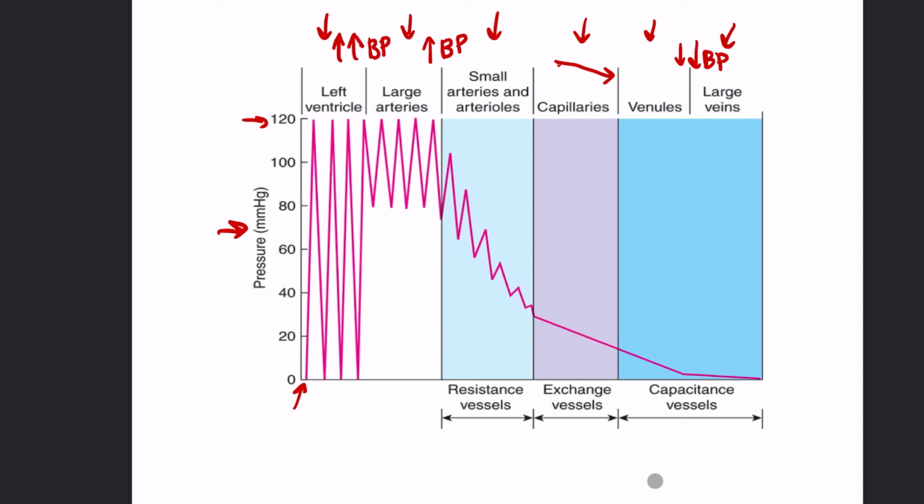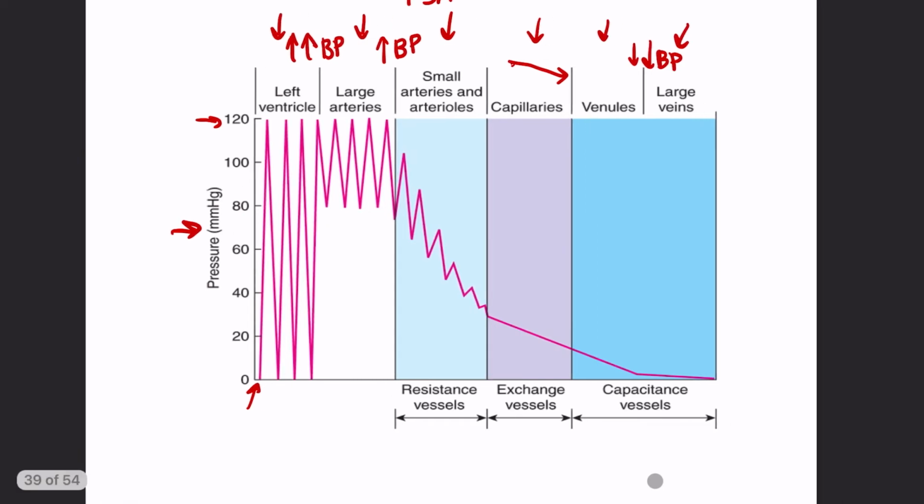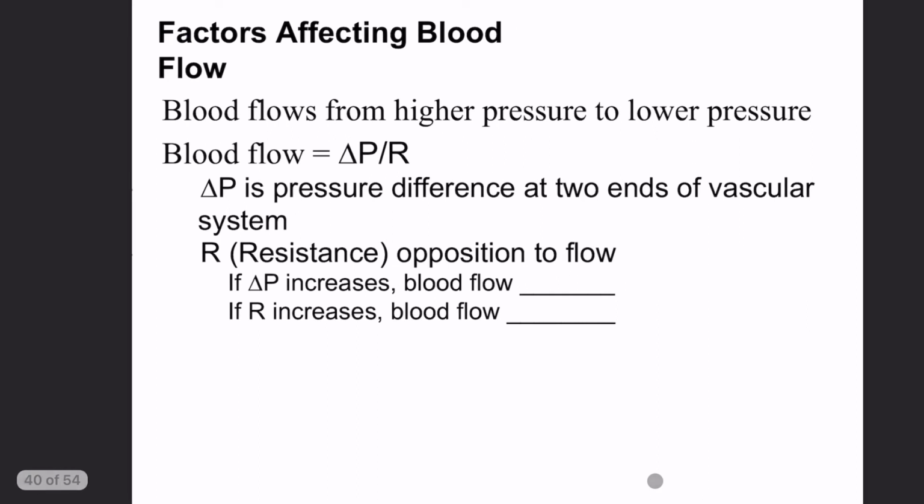And so I think I've mentioned this before. As we move away from our heart, blood pressure decreases. And blood pressure decreases because surface area increases as we move along. And then here we have the Starling Forces pushing blood out. And so that's also going to decrease our blood pressure. So blood flows from higher pressure to lower pressure. Higher pressure in the arteries to lower pressure in the veins in our systemic circuit.